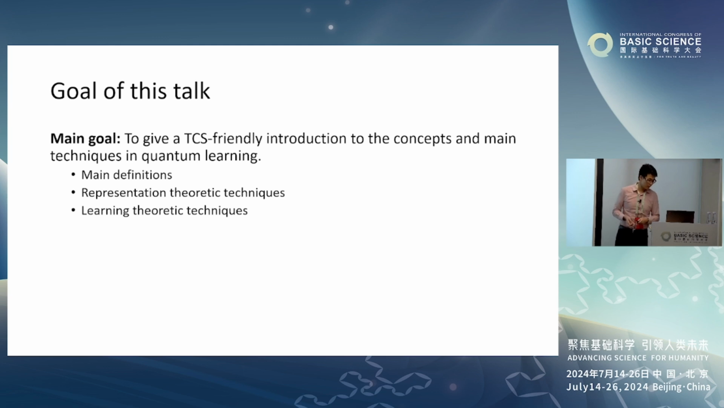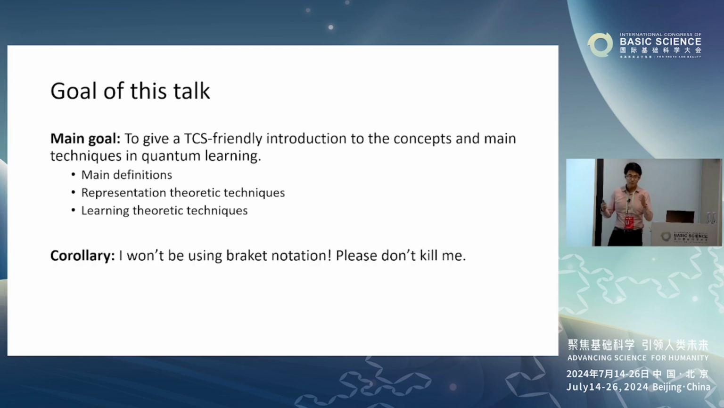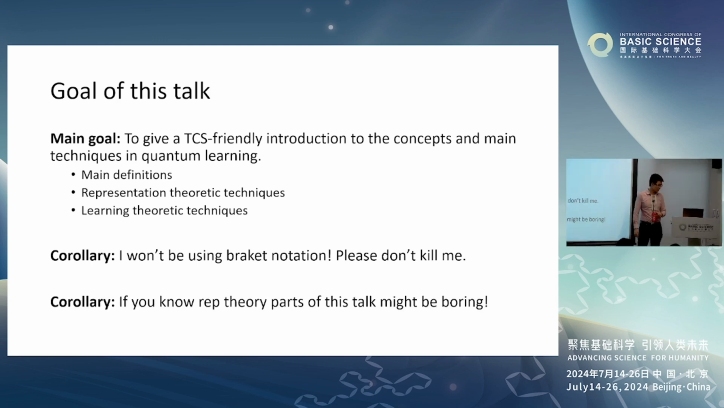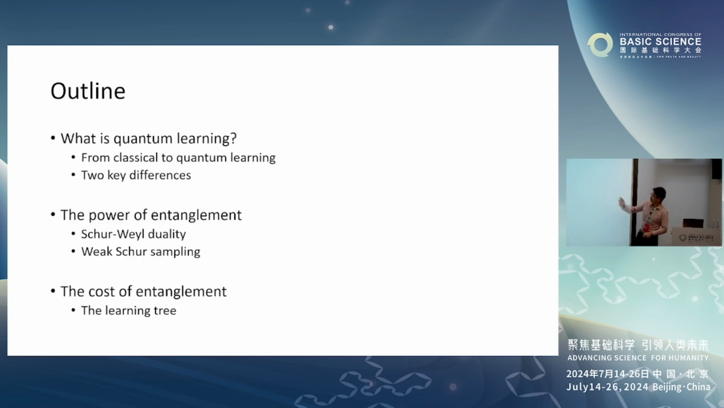So there are sort of corollaries. First of all, if you're a quantum person, I'm not going to be using the bracket notation for vectors. Please don't kill me. And the second is if you know representation theory, there are parts of this that might be boring for you, but my apologies. With these caveats, this is the general outline of the talk.